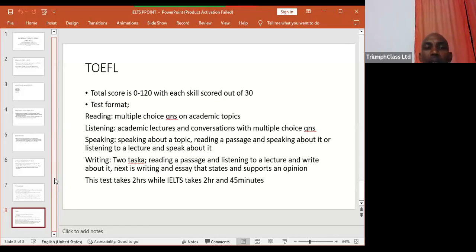Then you have the speaking task. The speaking aspect is about a topic, reading a passage and speaking about it, or listening to a lecture and you talk about what you have listened to. There are questions that are asked about a reading topic. That will be a passage. You are given a passage and you are asked to speak about what the passage is about. Or it can be listening to a lecture. You listen to a lecture, it is given online.